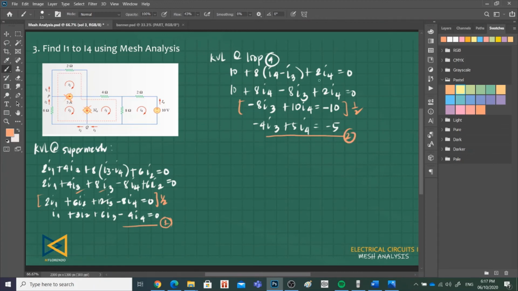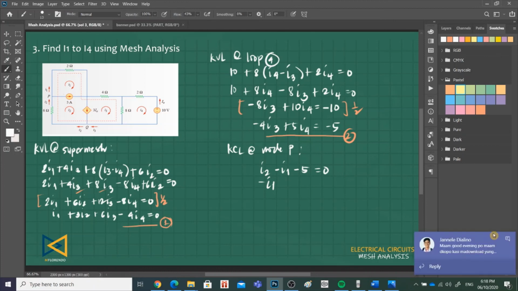Now we apply KCL because we have run out of loops. KCL at node P: I2 entering, I1 leaving, and the 5 amperes leaving, so I2 minus I1 minus 5 equals 0. Rearranging, negative I1 plus I sub 2 equals 5. This is equation 3.